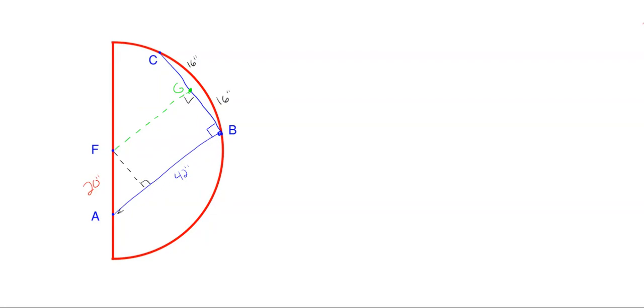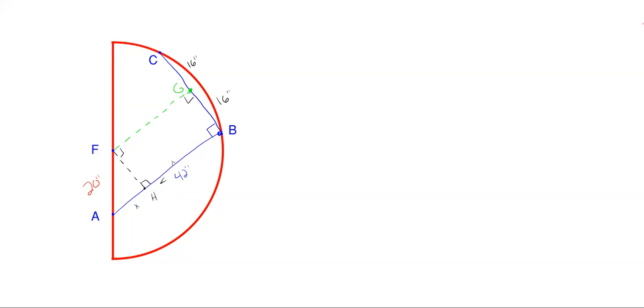Since AB is like this, we are also going to get a 90-degree angle here for our intersection, but we don't know what this distance is yet. We know the total length of AB is 42 inches. But since we have three 90-degree angles here, this would also be a 90-degree angle here. So we have a little rectangle forming within my semicircle. I'm going to call this point H.